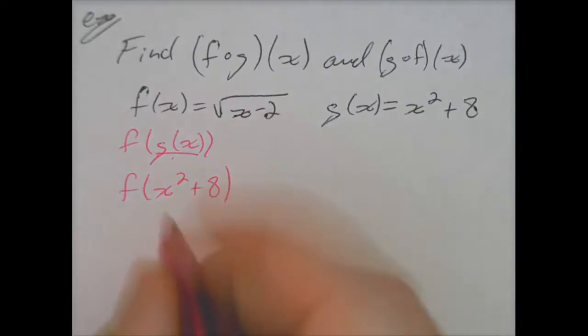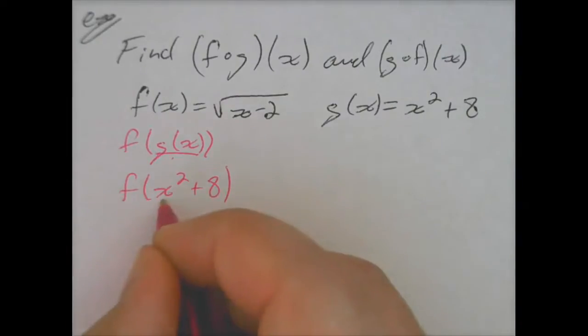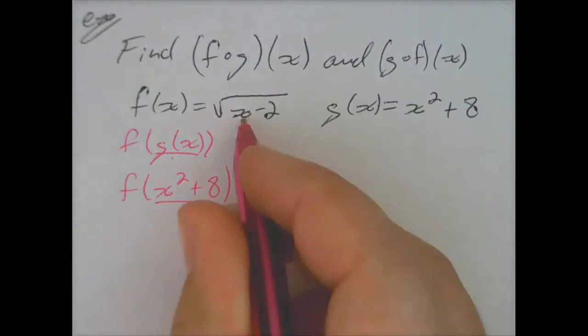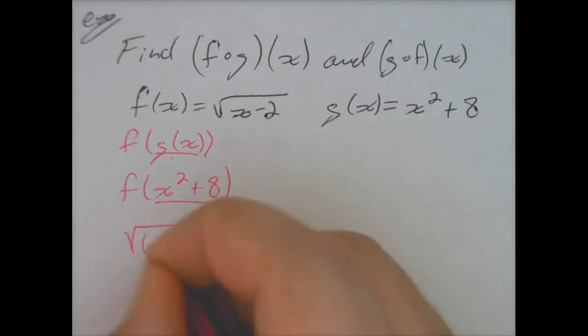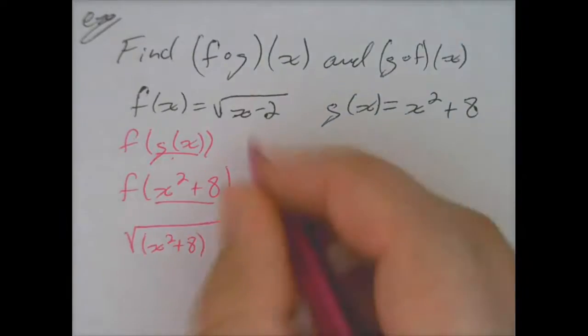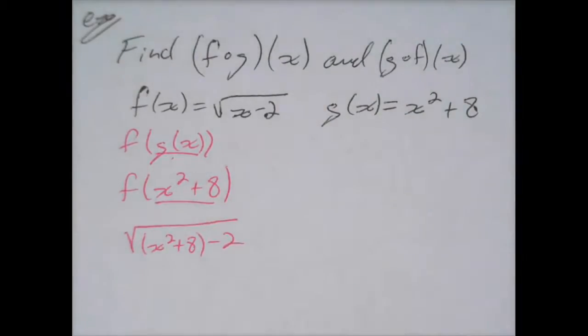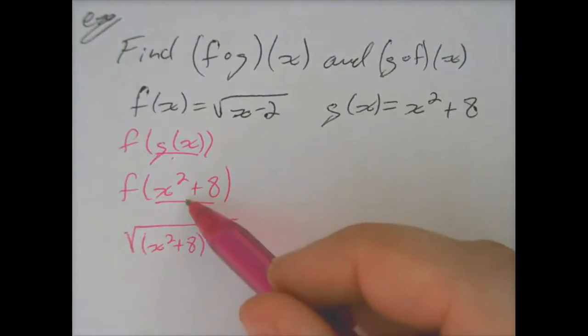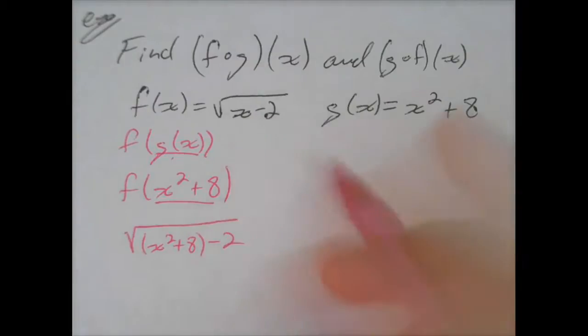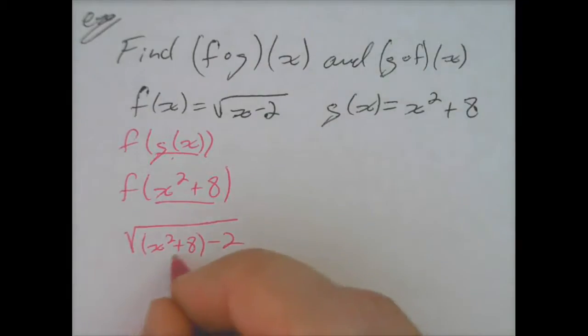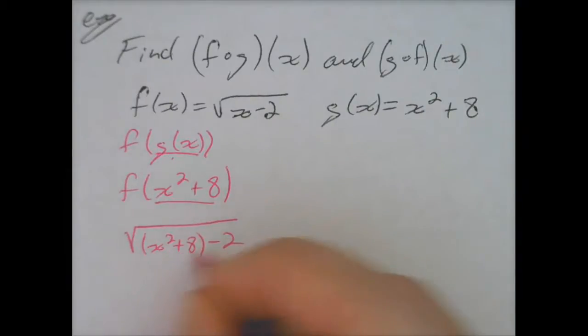So now it's telling me to go to the f function and substitute in x squared plus 8 wherever I see x there. So I can say now that this is the square root of x squared plus 8, and that has minus 2, so minus 2. Right, all I did was just substitute in x squared plus 8 wherever I saw x in my f function. Cool, and then it's just a matter of simplifying it from there. There's nothing to distribute with this, so this is just x squared plus 8 minus 2 is 6. So I have the square root of x squared plus 6.